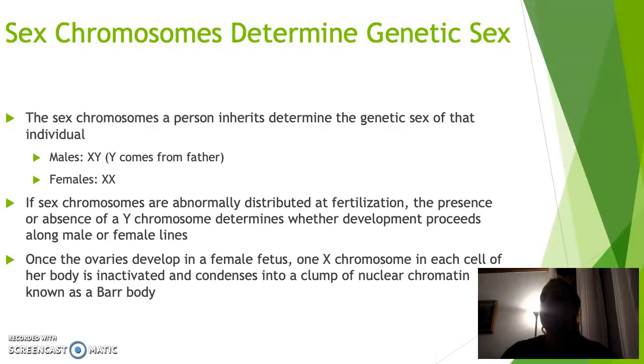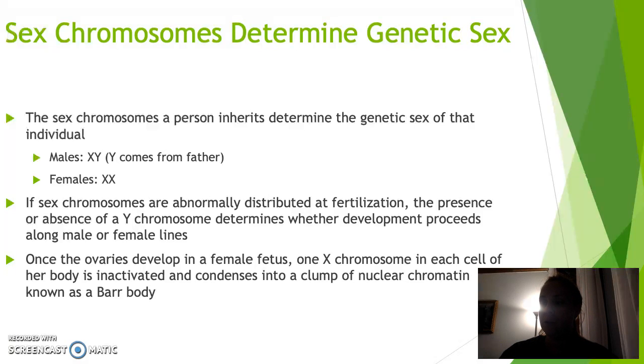The sex chromosomes that a person inherits determine our genetic sex makeup. Genetic females are XX, genetic males are XY. Females inherit one X chromosome from each parent, and males inherit a Y chromosome from the father and an X chromosome from the mother. The Y chromosome is essential for development of the male reproductive organs.